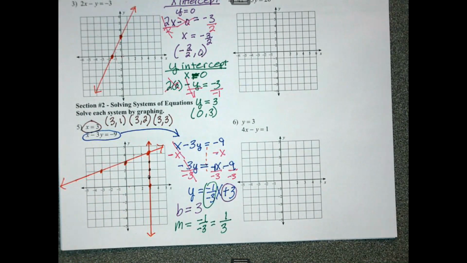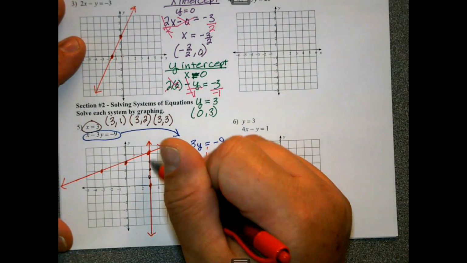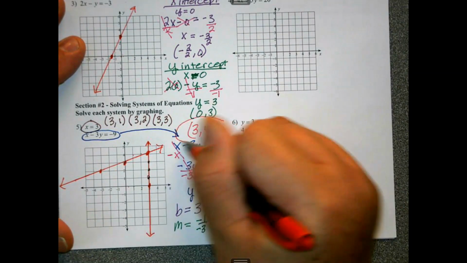Now, so they intersect at one point, right? There's 3 comma 4. And you must write down the solution.